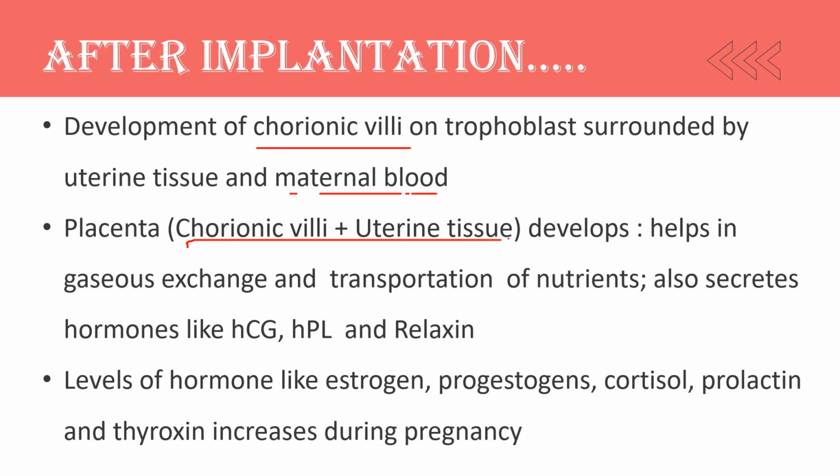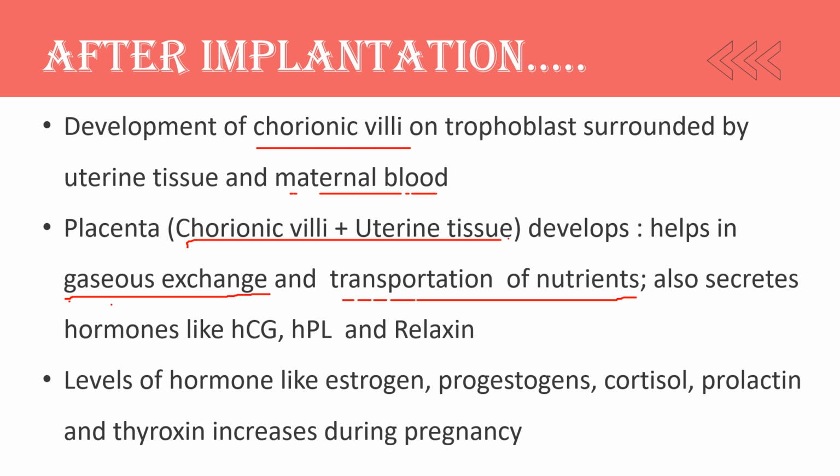So placenta also gets developed after implantation, and it is very important structure, very helpful for the developing embryo because they help in gaseous exchange. So these are responsible for the supply of oxygen to the embryo. These are also involved in removal of carbon dioxide and other waste material from the embryo, also involved in transportation of all other nutrients that are required by the developing embryo.